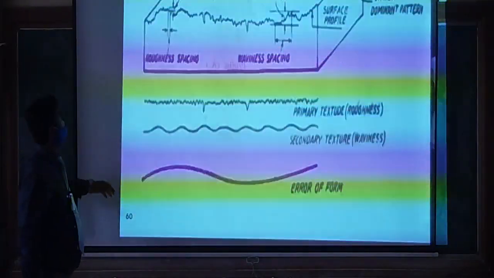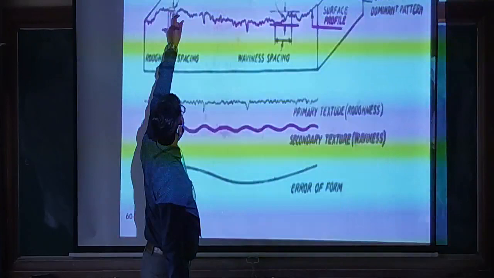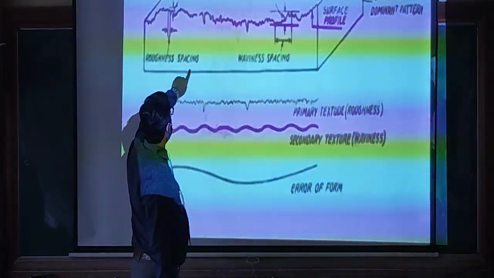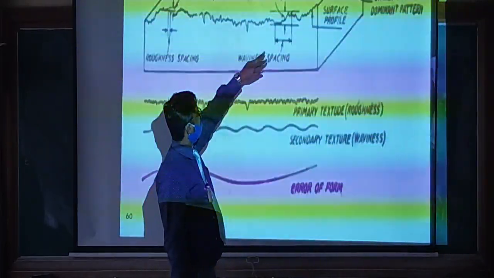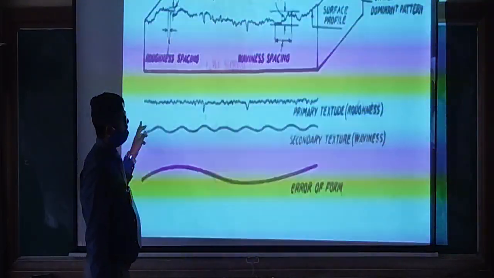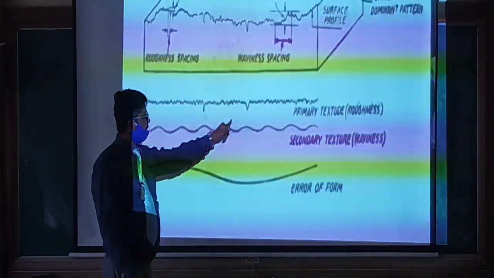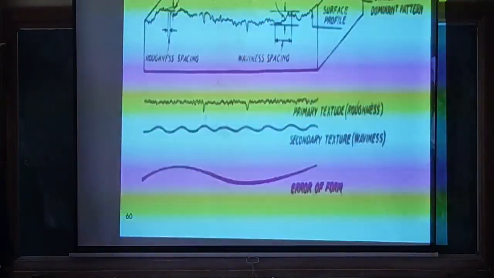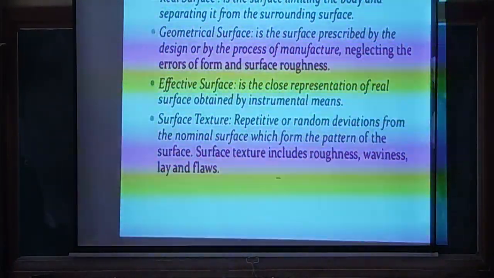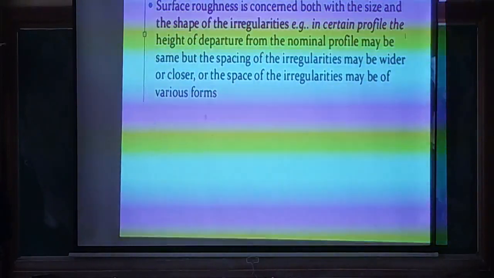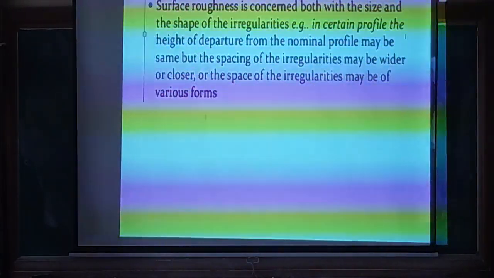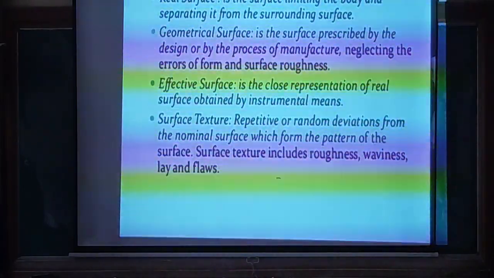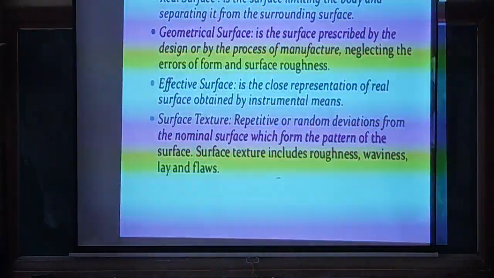In the last class I have explained this. Irregularities, the primary texture, waviness, surface profile, roughness spacing, waviness spacing, primary texture. This is a secondary texture and this is the error of form. So that is this, the size and shape of the irregularities. So the different forms of the terminology.